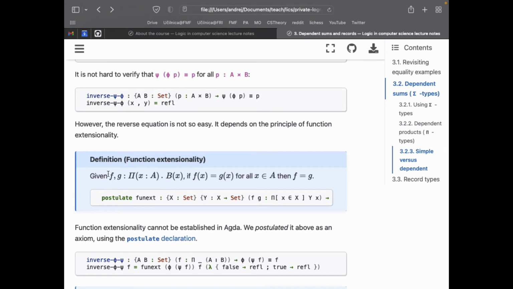Here is a mathematical principle which is baked in quite deeply into mathematics. It says, if you have two functions, and for every x in the domain, they give the same value. So if two functions agree on values, then they're the same function. This is mathematically obvious. Nobody even questions this.